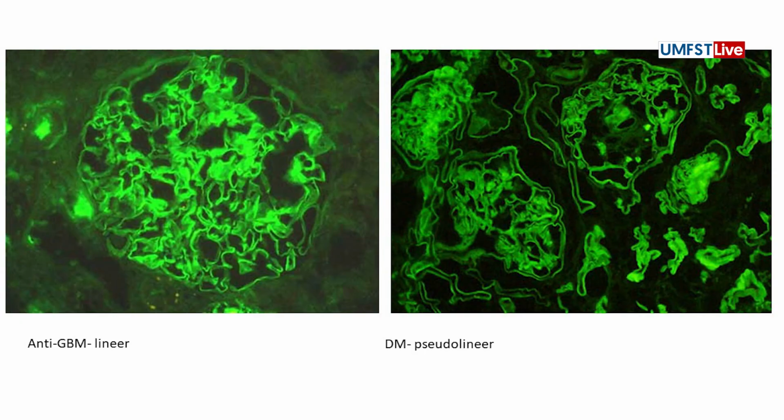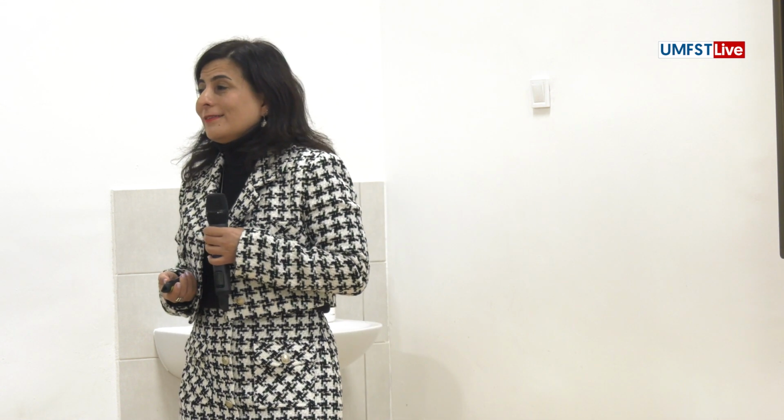Sometimes it's very difficult for us also to differentiate it. Here you see, this is anti-GBM disease. It's linear in the GBM, glomerular basement membrane, but also it's linear here, in the capillary loop wall. It's unfortunately challenging for us also. Then we ask our nephrologists, does the patient have diabetes or something like that?